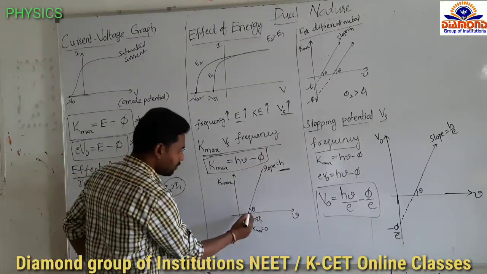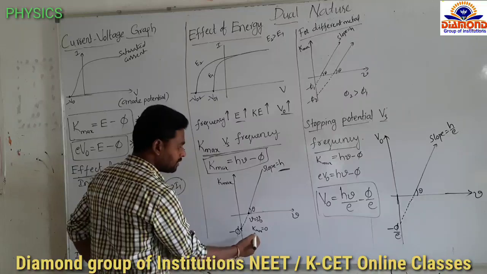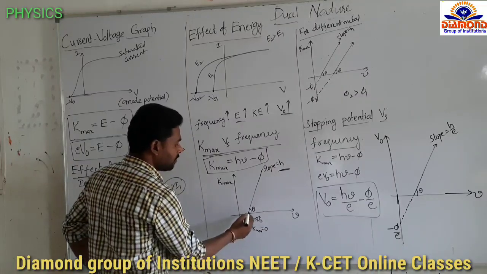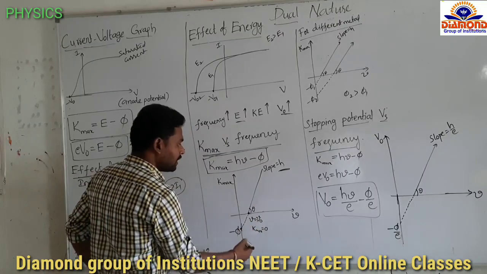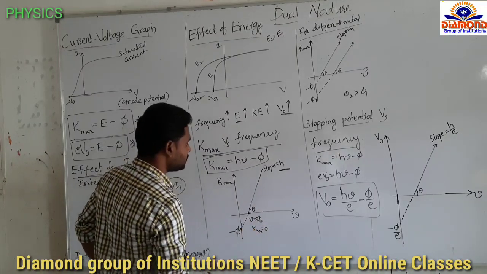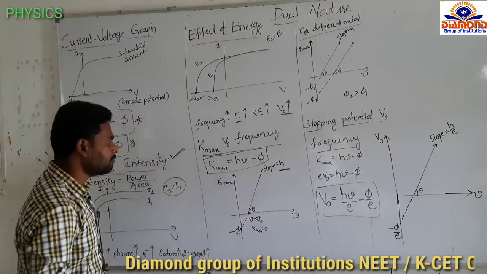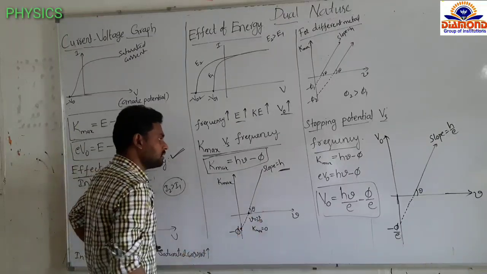So at this point the maximum kinetic energy is equal to 0. Why? Because at this point the frequency of the photon is equal to the threshold frequency. That's why the electron does not have any motion. So maximum kinetic energy is equal to 0.